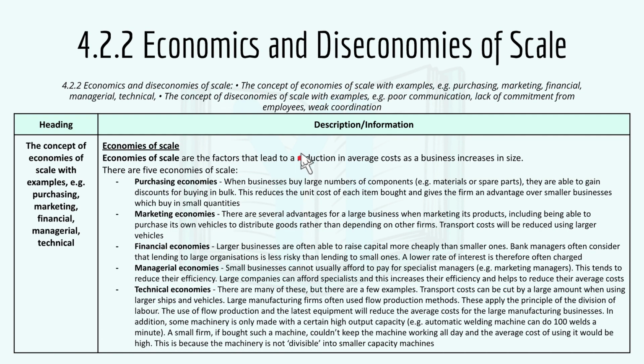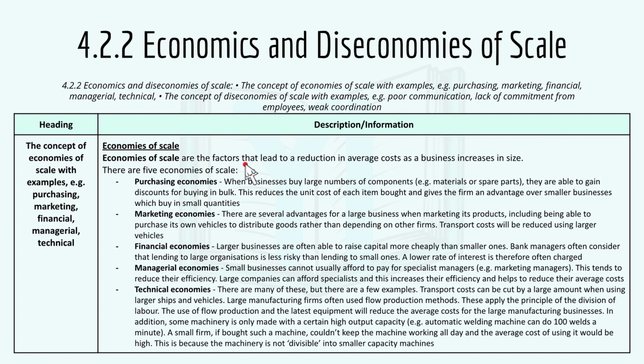Then we have 4.2.2, economies and diseconomies of scale. Here we have the concept of economies of scale with examples. Economies of scale are the factors that lead to a reduction in average cost as a business increases in size. And there are 5 economies of scale.